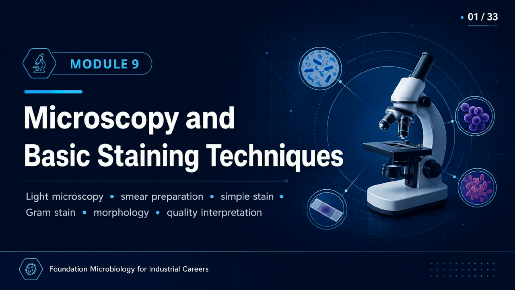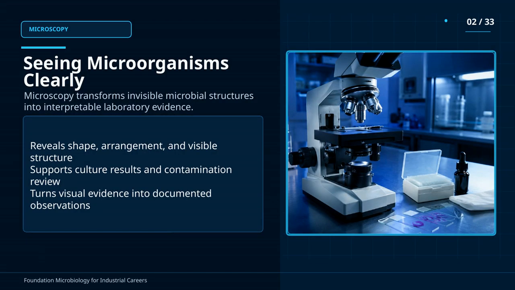Welcome to Module 9, Microscopy and Basic Staining Techniques. In this module, we will build the practical knowledge needed to observe microbial cells clearly, safely, and with confidence. Microscopy turns structures that are invisible to the naked eye into usable laboratory evidence. When the sample, optics, and observation method are controlled, the image can support a sound microbiological decision.